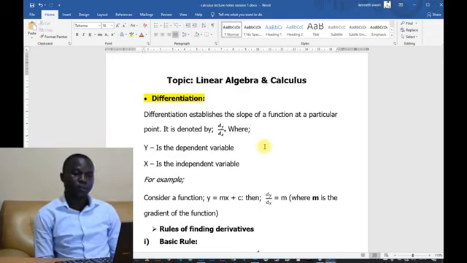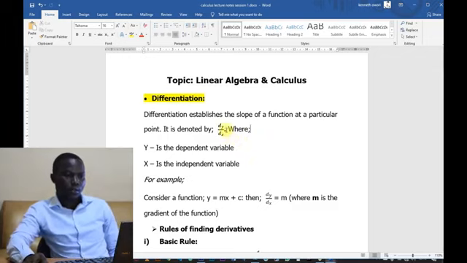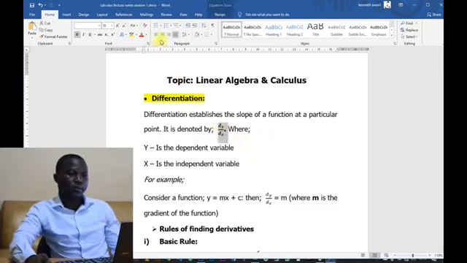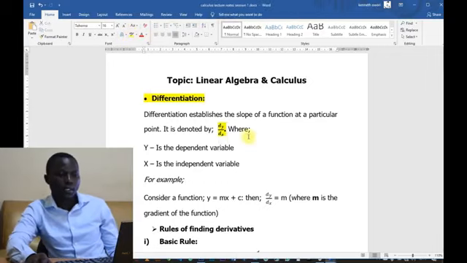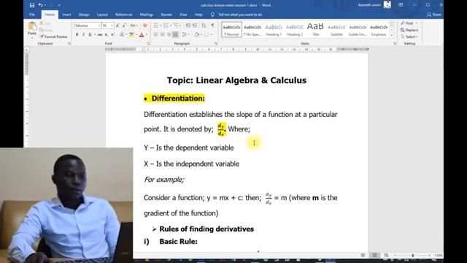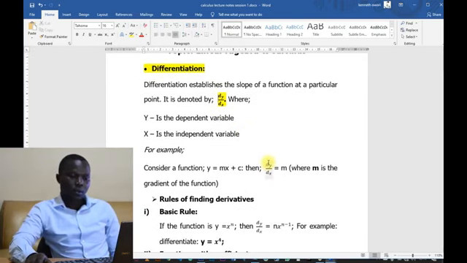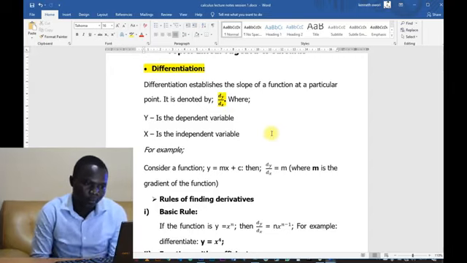some rules that you have to follow. So we find that a derivative of a differentiation is known as, when you differentiate, the result is known as a derivative, and a derivative of a function is denoted as dy dx. dy dx, I hope you are following as I'm highlighting. So y represents a dependent variable, and x represents an independent variable.